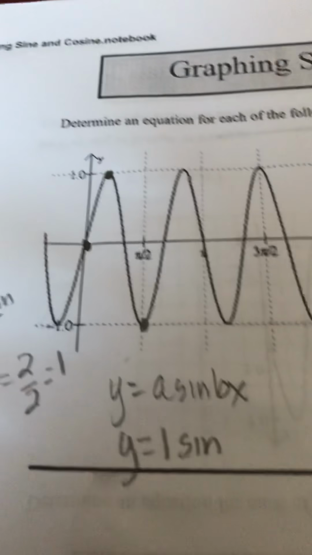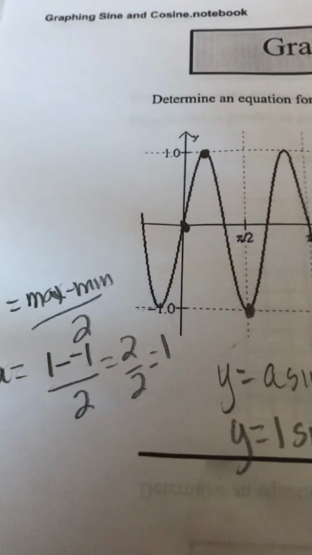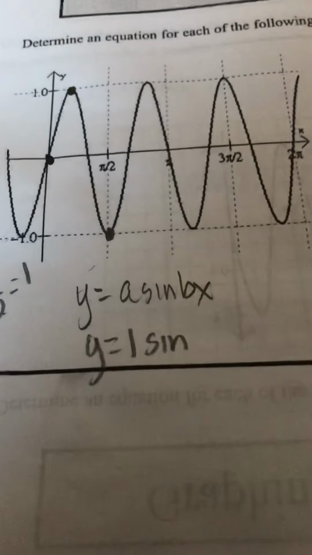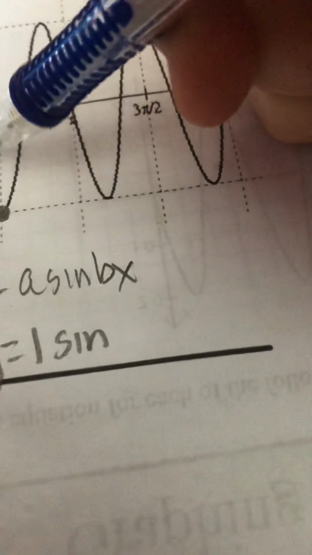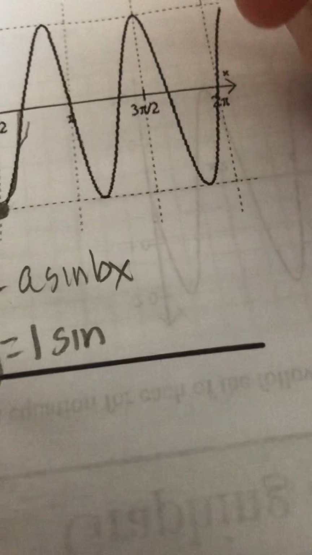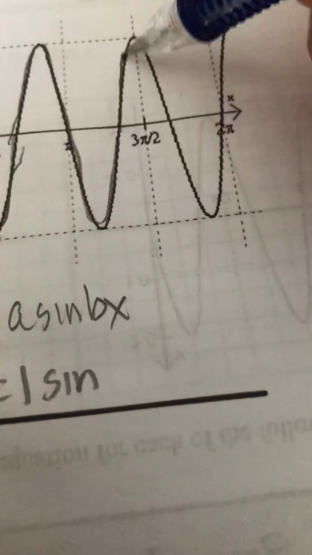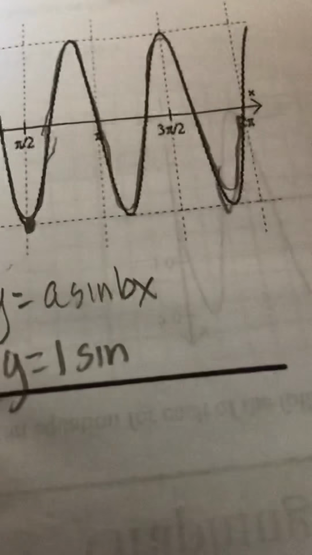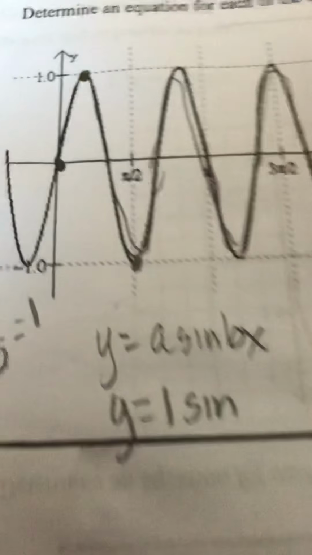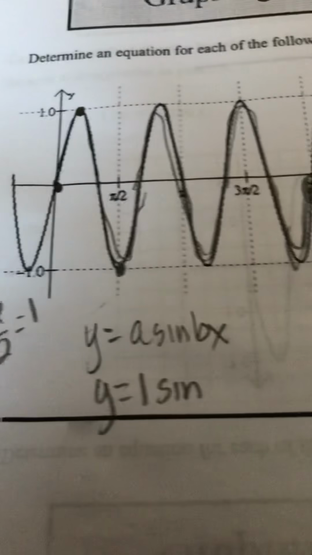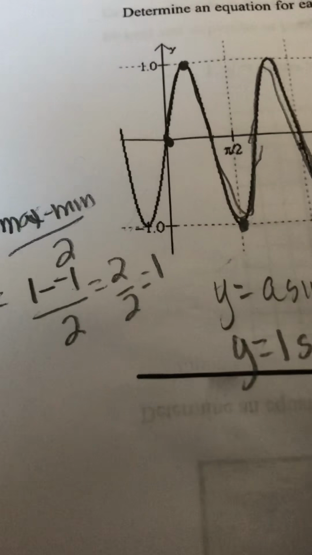It's a sine graph. Now to find B, we have to see how many full sine curves we see in 2 pi. So let's start tracing. There's 1 complete S. There's 2. There's 3. So I see 1, 2, 3 full sine curves from 0 to 2 pi. That's what B is, the number of full sine curves between 0 and 2 pi.